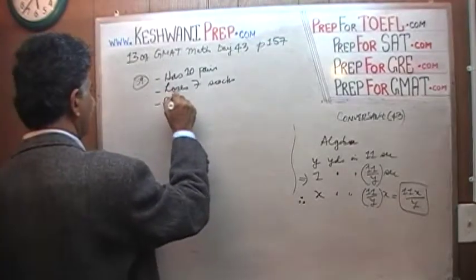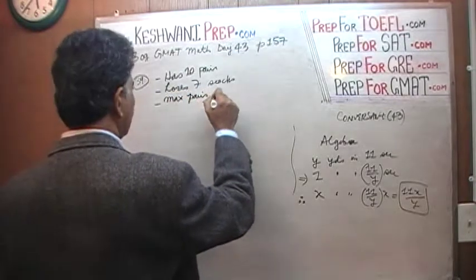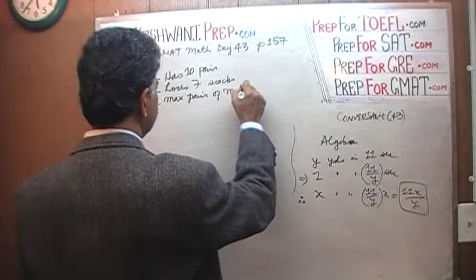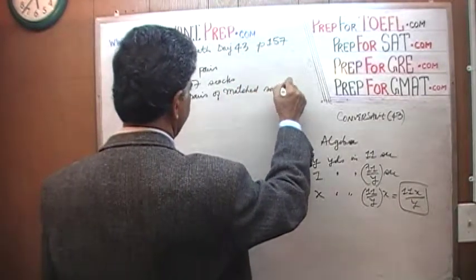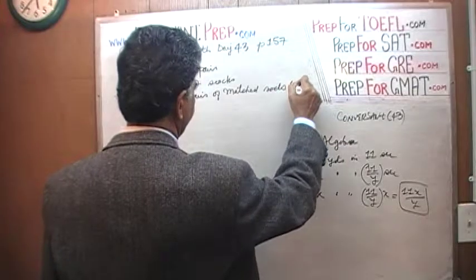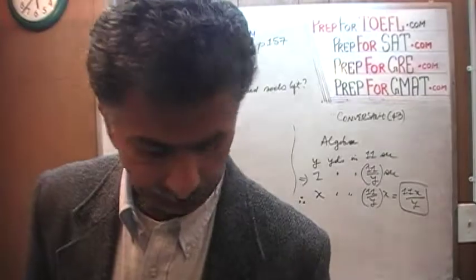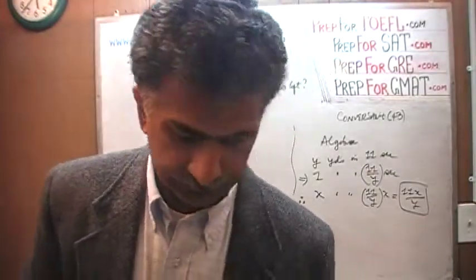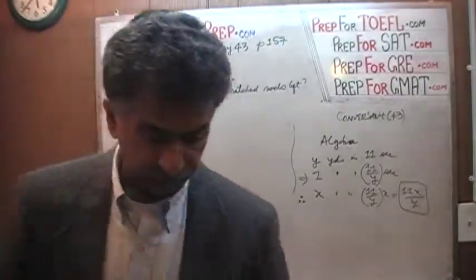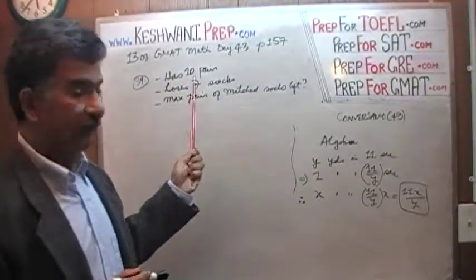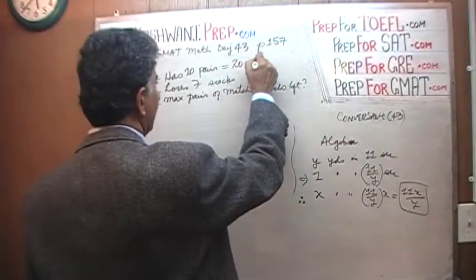The question is, what is the maximum pairs of matched socks left? What is the maximum pair of matched socks left? So he did the laundry. He started out the laundry basket with 10 pairs of socks, which means in the laundry basket he had 20 socks to start out with.